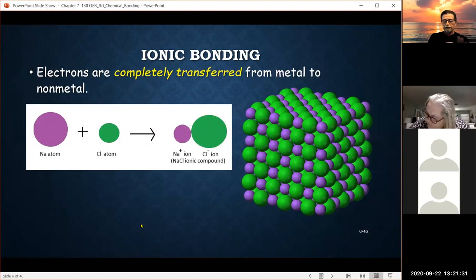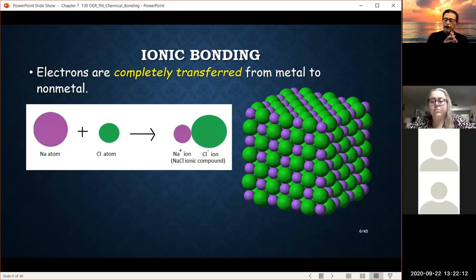Okay. And so we get that purple color sphere. That represents sodium. And then we get the green one, to the left of the arrow. That represents the chloride. And so the sodium atom has that one valence electron. It will lose that electron because it's a metal. The chlorine atom will pick up that electron because it has 7 valence electrons. And they come together to create the ionic compound sodium chloride, or good old-fashioned table salt.